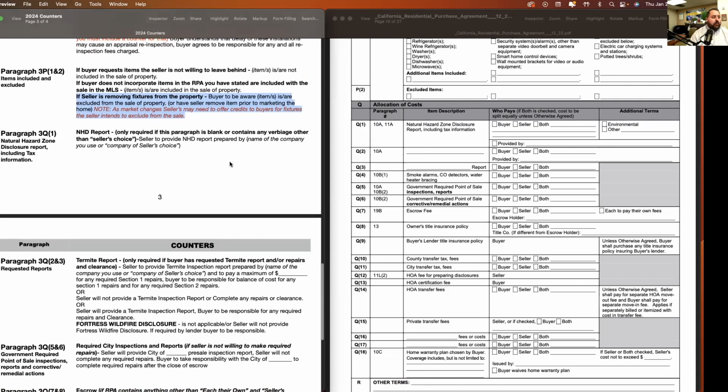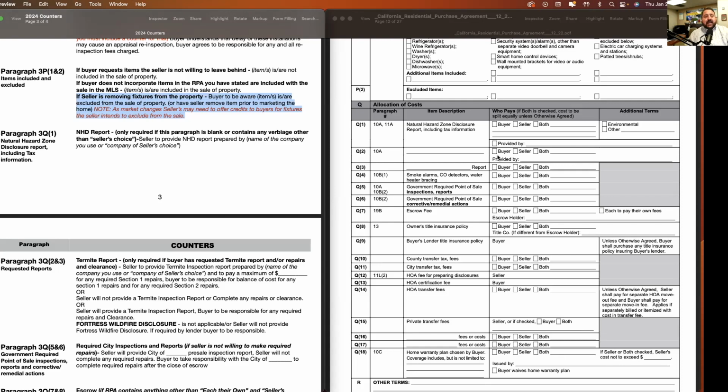3Q1, the NHD report, you really only have to do this if it's blank or if they asked for a company that you don't want to use. But you're going to counter back: seller to provide NHD report prepared by name of company you use, or seller's choice. Doesn't matter. Either one of those is fine.